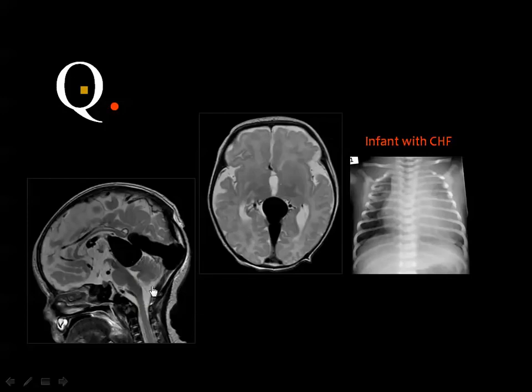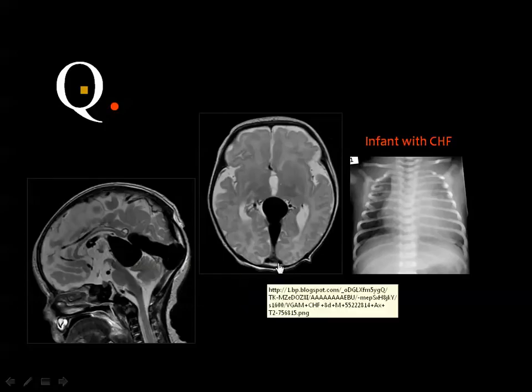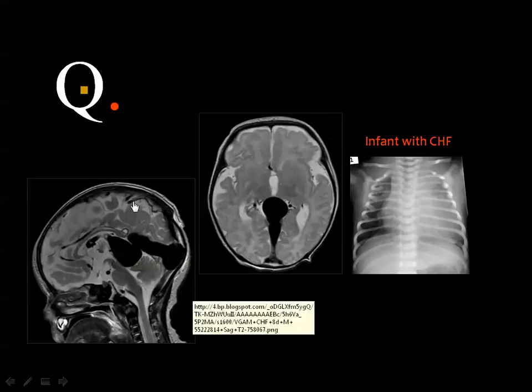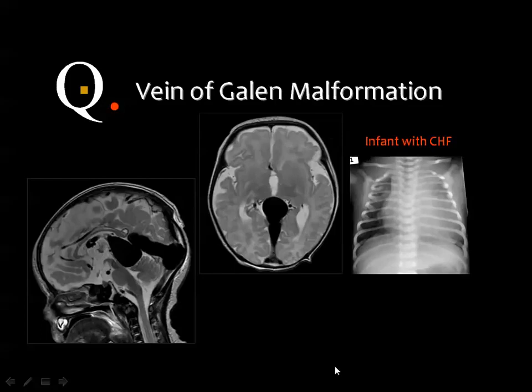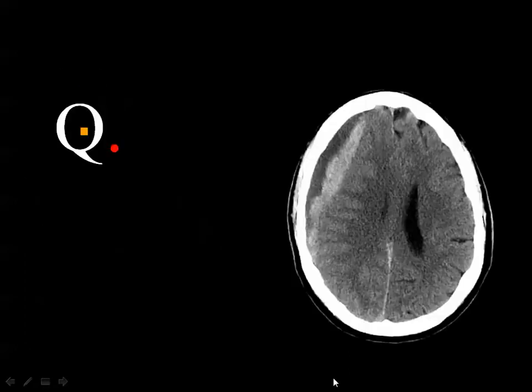This vein is draining through the straight sinus to the confluence of the sinuses, then to the superior sagittal sinus. And because of the high flow, you get a signal void appearance, as you can see here. This may be diagnosed as vein of Galen malformation, but you know that this is not the vein of Galen itself.